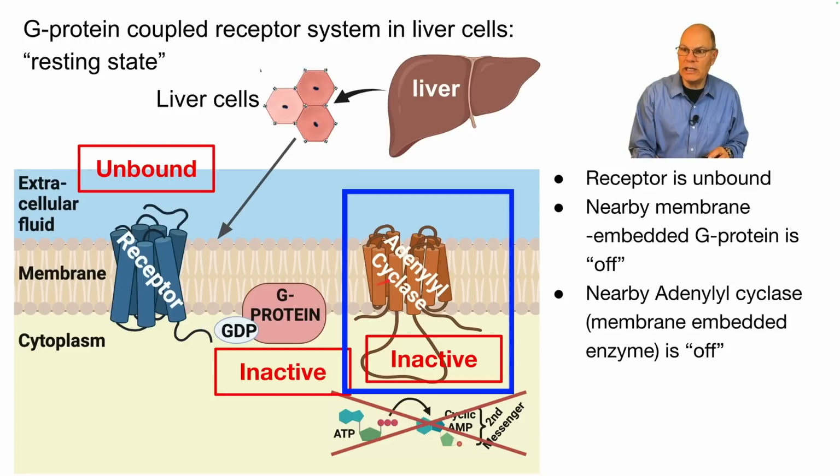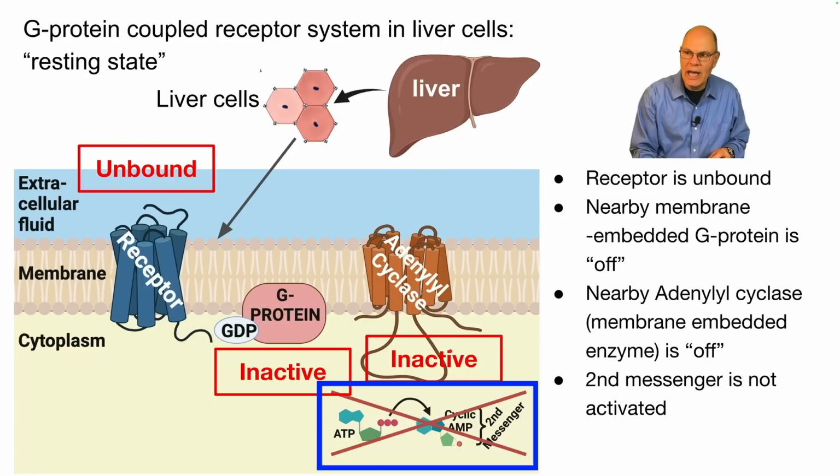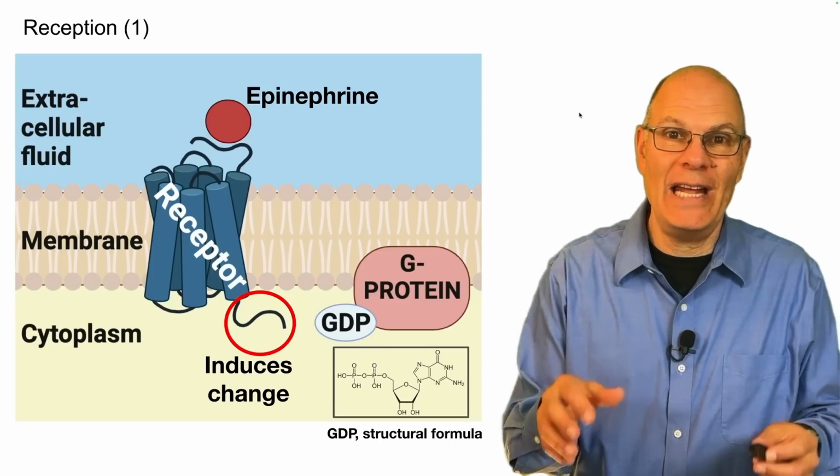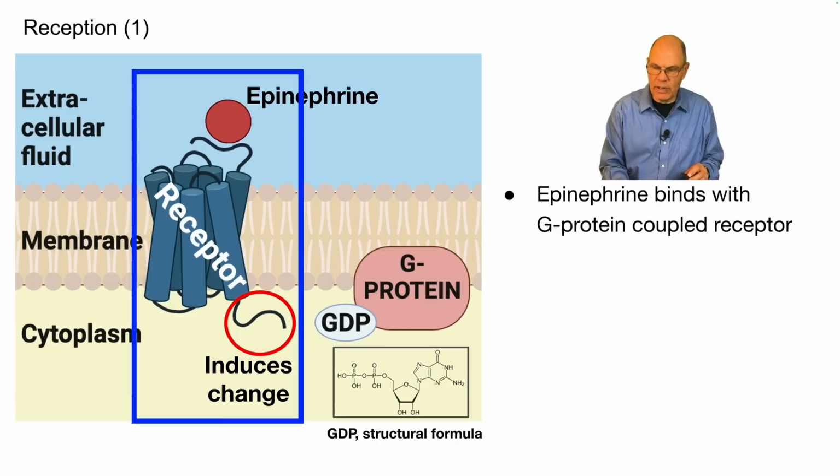Nearby the G protein is a membrane embedded enzyme, not a receptor, but an enzyme called adenylyl cyclase. That is actually the correct pronunciation, and it's also in the off state. And as a result, it's not activating the second messenger. What happens when epinephrine enters the system? First thing that happens is that epinephrine binds with a G protein coupled receptor.